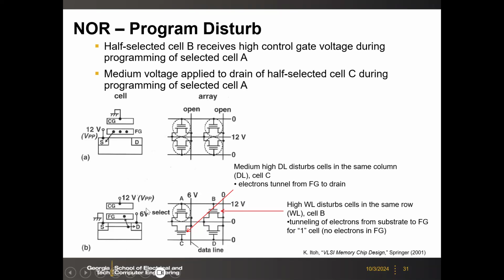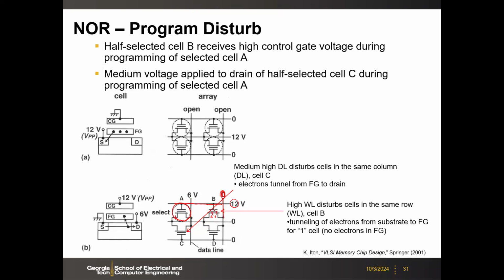So for example, let's look at this again. For the program we show here, this is the selected cell. But look at the cell, let's say cell B. Cell B shares the same word line as cell A. So here you have 12 volts on the gate, but the drain is 0 instead of 6 volts. So you do not have large current here. The drain current is small, but still the gate voltage is kind of large, like 12 volts.